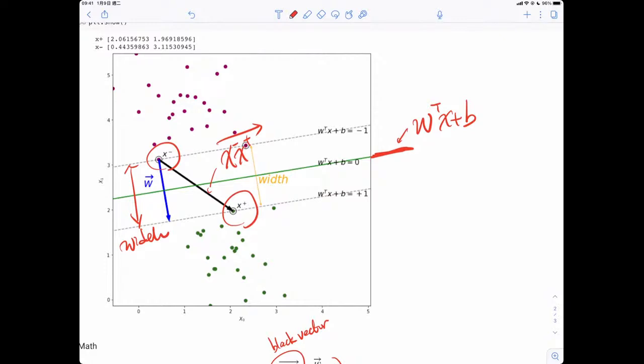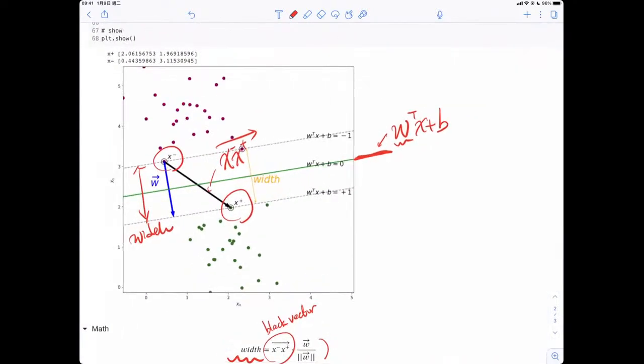They will show us the optimized W, the optimized b, and the x minus and x plus, which are the support vectors. That is good enough for us. We don't have to calculate by ourselves. We use tools, we use computers. So that is the basic idea of SVM.